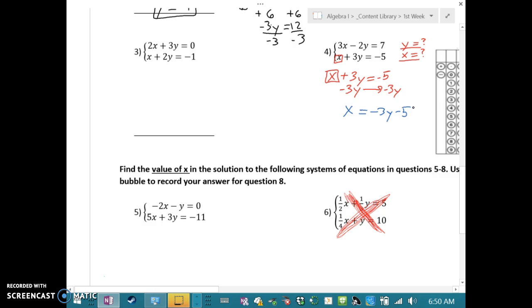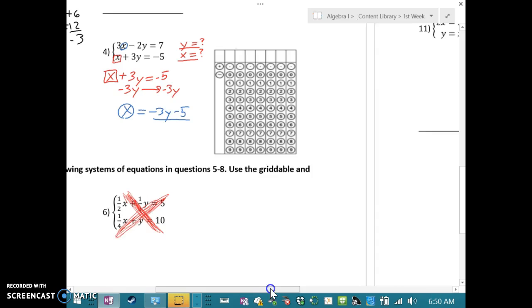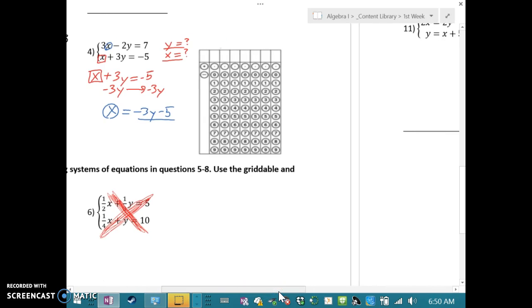Okay, now I know that x equals this, so I can go back to here and take this information and substitute it into there. I'm going to go over a little bit. Sorry about this griddable being here. We just want to make sure y'all get practice doing that, putting that in correctly.